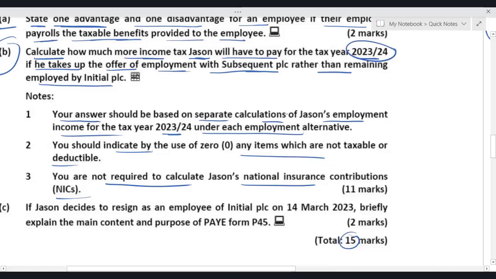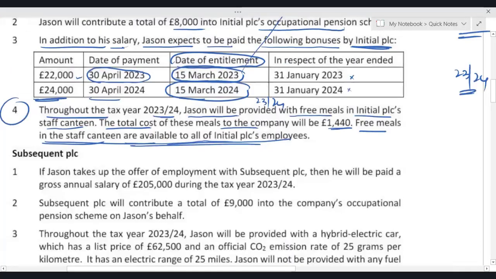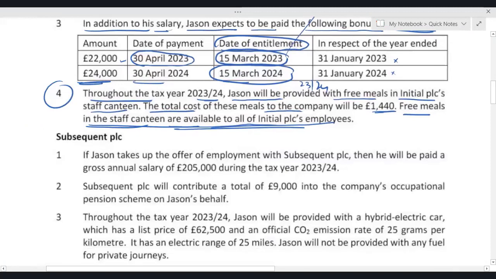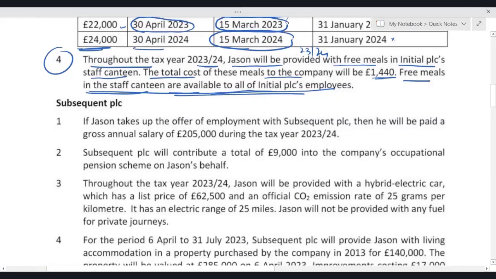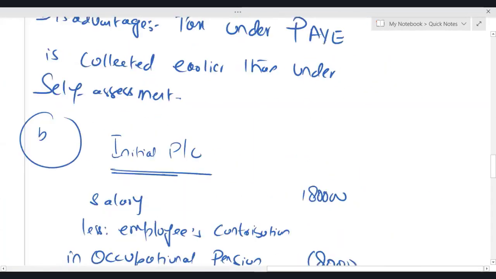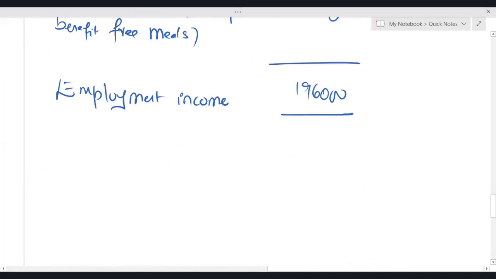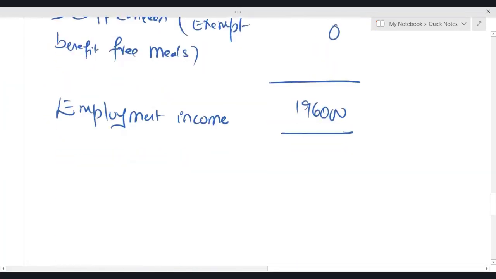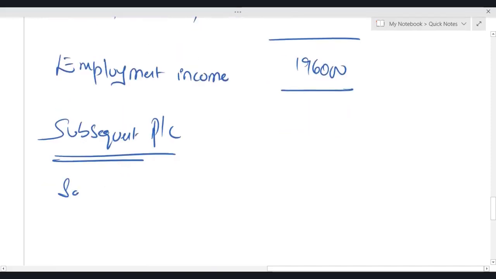Your answer should be based on the separate calculation of Jason's employment income for the tax year. We have calculated employment income if Jason works for Initial PLC. Now let's see what offer Subsequent PLC is ready to give to Jason. If Jason takes up the offer of employment with Subsequent PLC, then he will be paid a gross salary. Wow, the salary is really high, 2,05,000, higher than what he is getting in Initial PLC.